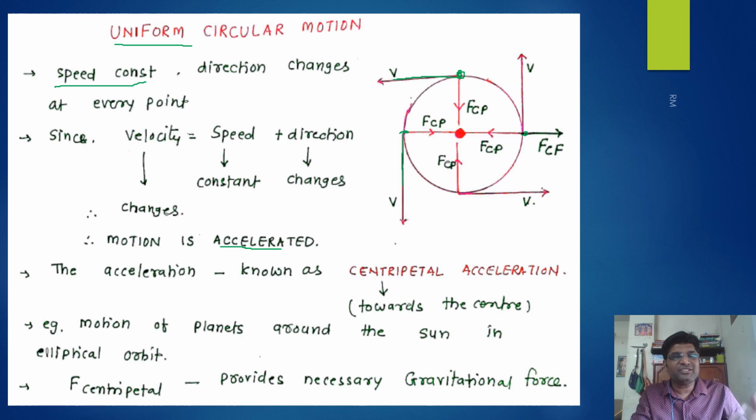A circle is made up of infinite points, so there is infinite change in direction. Infinite change in direction means infinite change in velocity, and if velocity changes, then the motion is accelerated motion. So though this is motion with a constant speed, it is an accelerated motion.